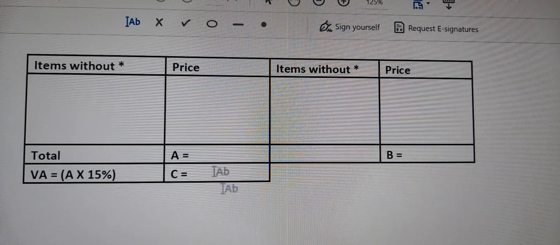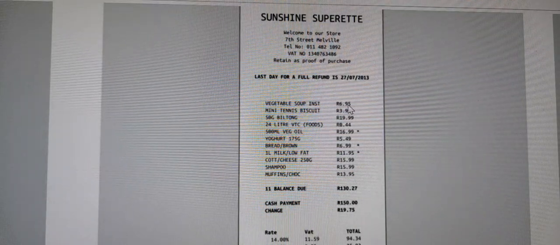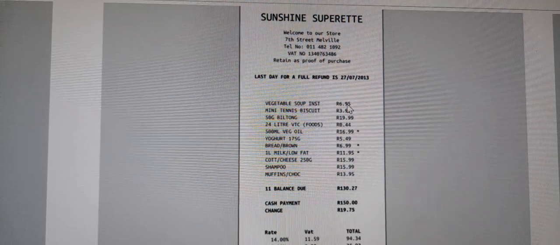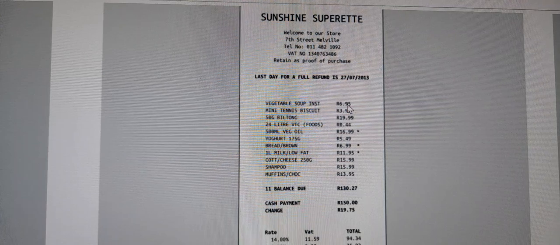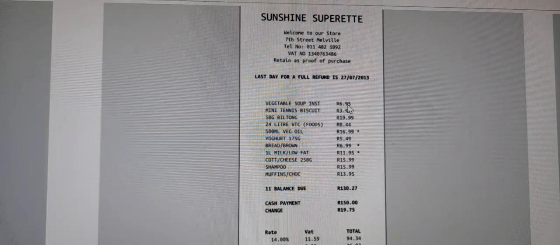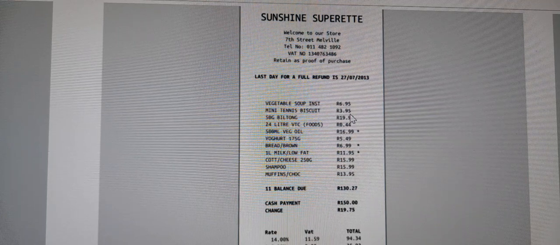All this information, we will put it here. And then the price, now we'll put the price for each and every item. And then after that, we will take these prices. Unfortunately, I don't want to make a long video, so I want you to do it. So if you take the prices that don't have an asterisk and you add those prices, for example, number 1, I've got 6.95. Number 2, I've got 3.95.